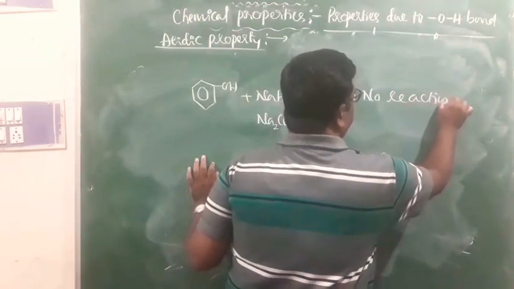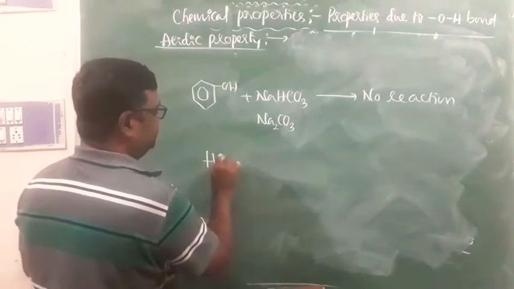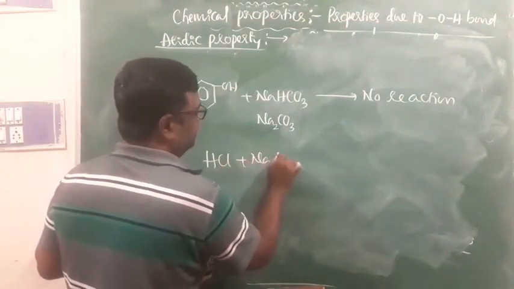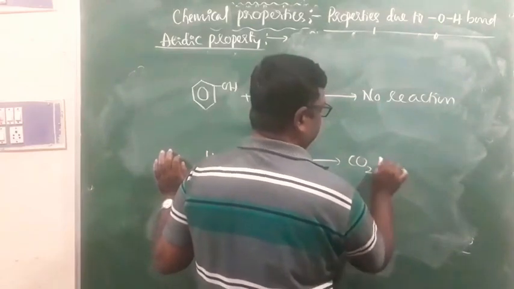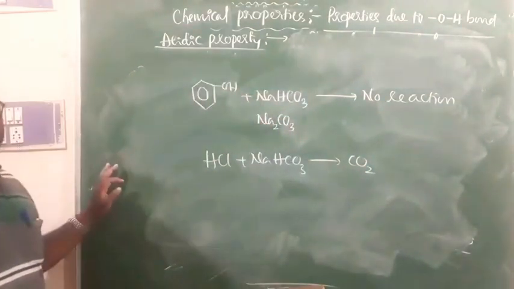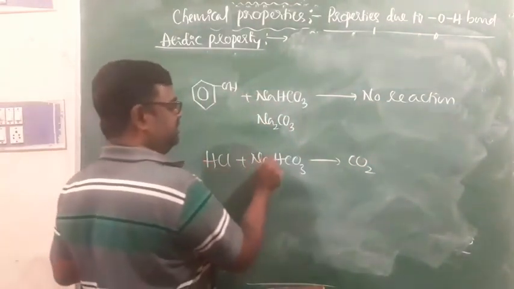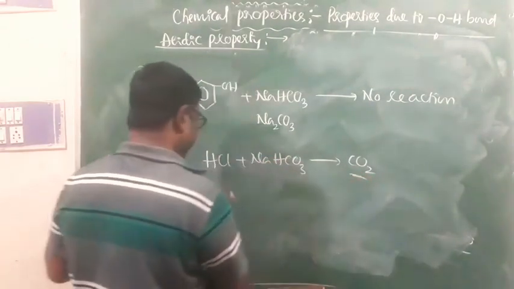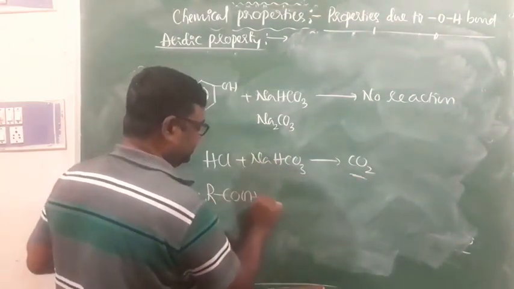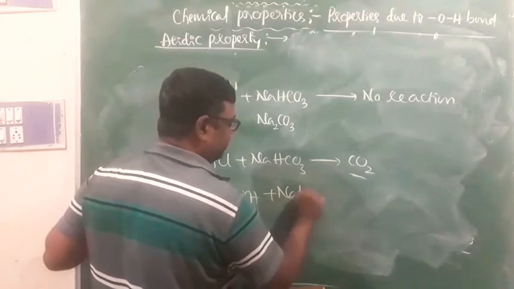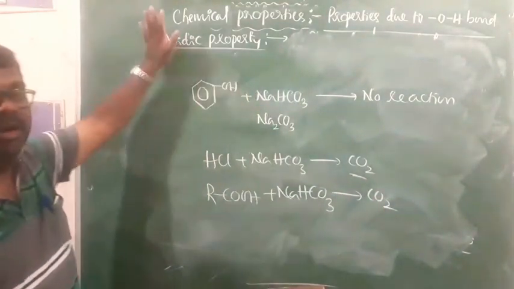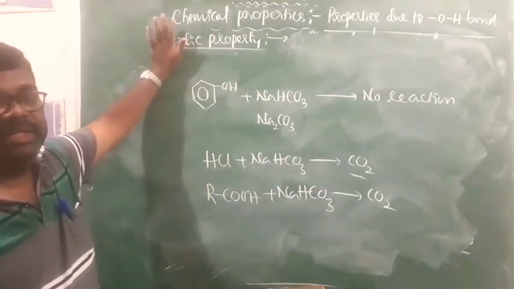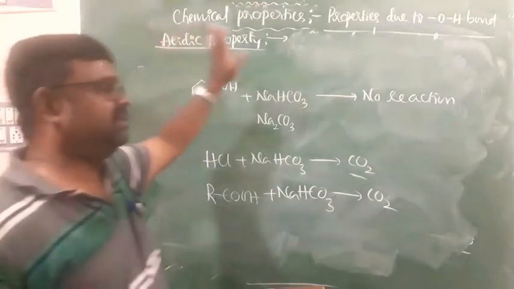Why should I go for this sodium bicarbonate? Because any acid, when it reacts with sodium bicarbonate, you are going to get carbon dioxide gas. For example, carboxylic acids, when they react with sodium bicarbonate, you get carbon dioxide. But phenol doesn't give carbon dioxide when it reacts with sodium bicarbonate.